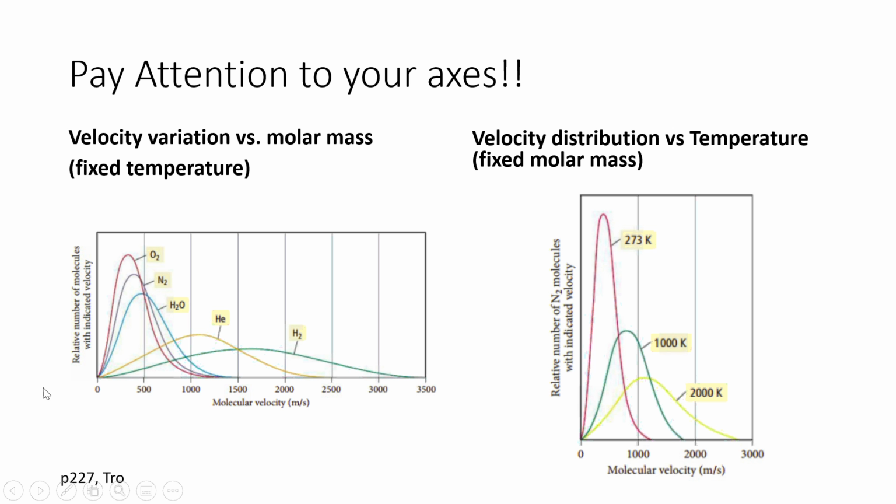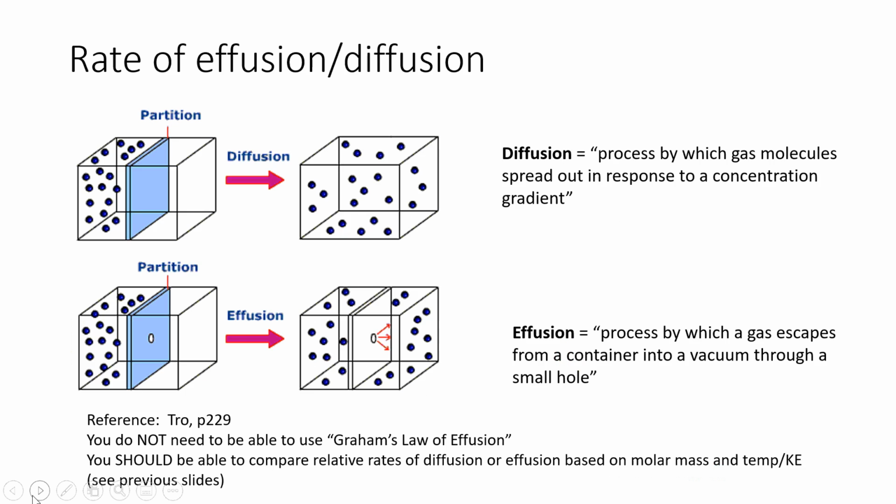So when you are looking at data, it's really important to pay attention to your axes. Over here on the left, we see a graph that shows the velocity variation with particles that are at a fixed temperature, but with a variety of masses. Over here on the right, we see the velocity distribution for a fixed substance, such as maybe helium, at a variety of temperatures. So really, when you're doing this graphical interpretation, it's really important to consider what axes I'm being shown.